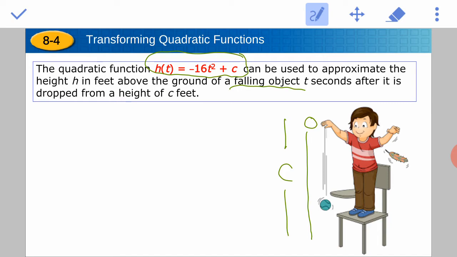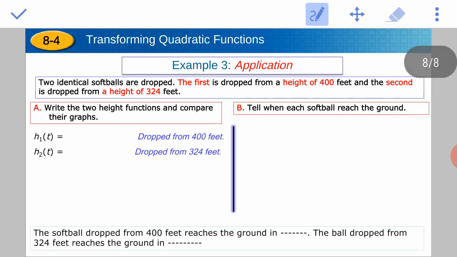So guys, how do we use this beautiful quadratic formula in real life? This is exactly example number 3. Two identical softballs are dropped. The first one is dropped from a height of 400 feet. The second one is dropped from a height of 324 feet. We need to write an equation to describe the motion of each softball.